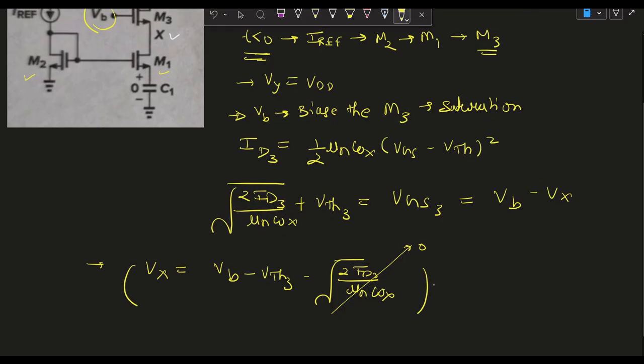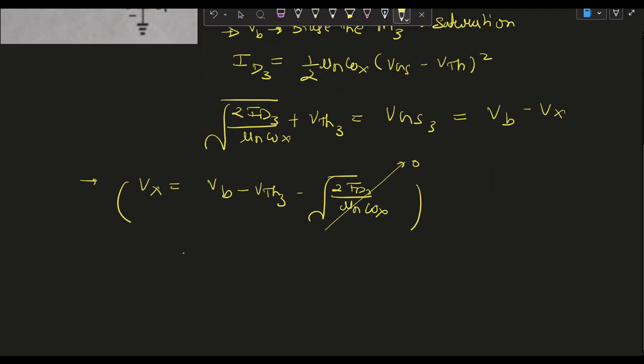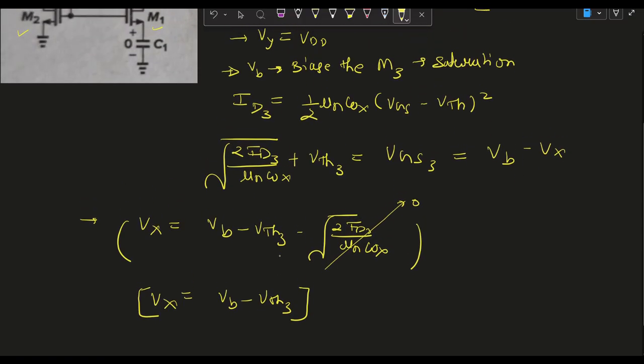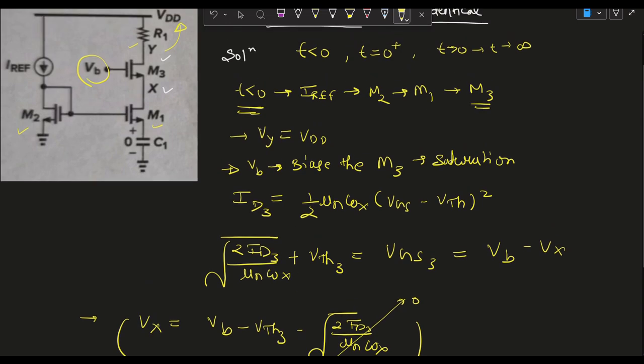But for this time frame, which is t less than 0, our Vx has some potential, that we can see in the simulator as well, which is VB minus the threshold voltage of M3. So this was our initial Vx where there is no biasing current. For this, Vx is VB minus VTH3 and Vy is equal to VDD. So this was our conclusion for this part.